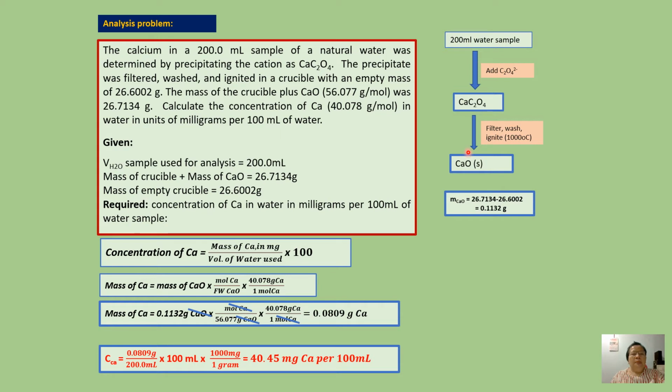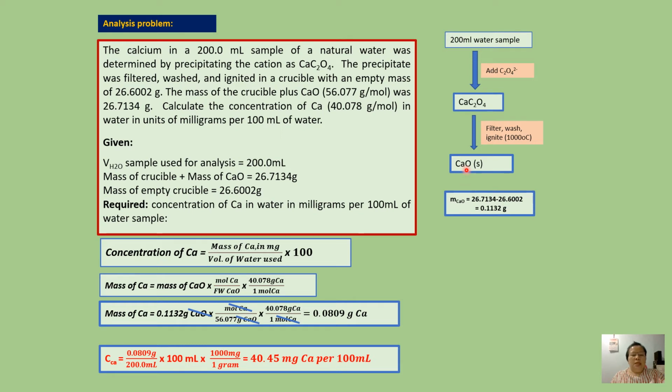After drying, we burn our sample using a Bunsen burner flame. What is the purpose of burning our sample using a Bunsen burner flame? The purpose is to burn the filter paper. The filter paper is burned and converted into carbon dioxide gas. Now, after burning, we are not sure if all volatile substances are completely eliminated, so we ignite our sample in the furnace to convert this calcium oxalate to calcium oxide.